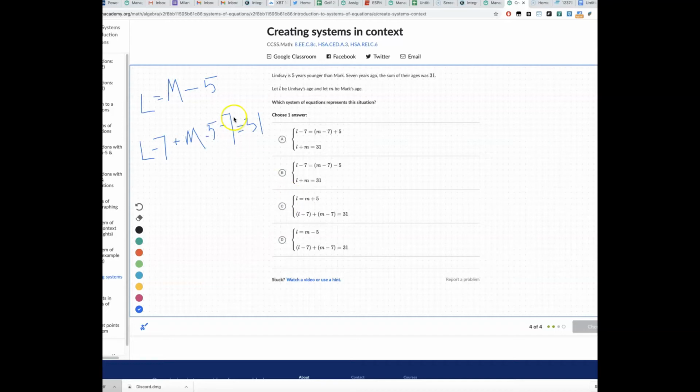I don't need this here. So 7 years ago, you just take away 7 from Lindsay's age, 7 from Mark's age, and you get 31. So I was doing that extra -5 in there, which was not necessary. So it should be this one.